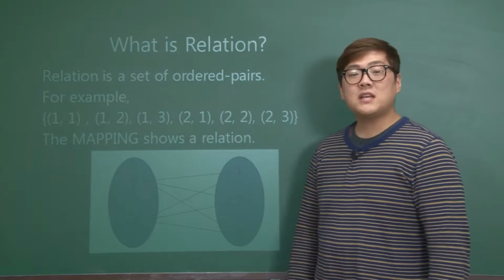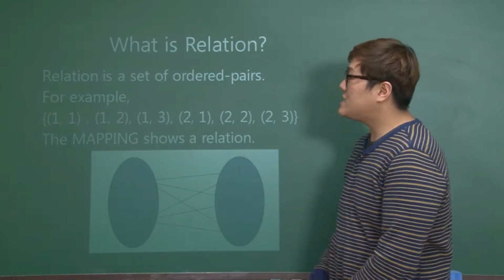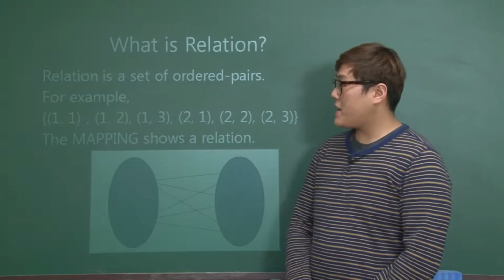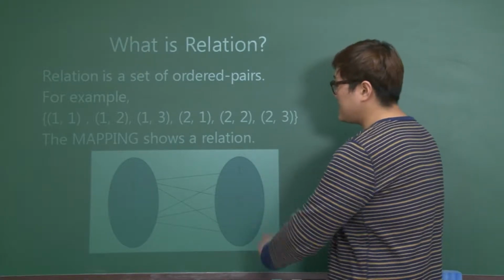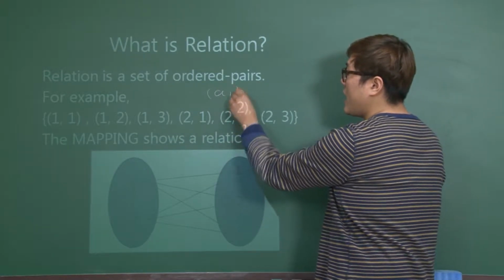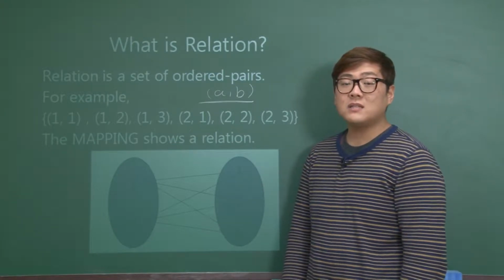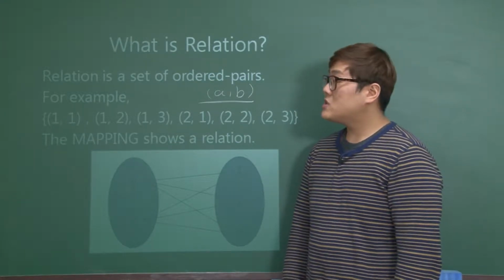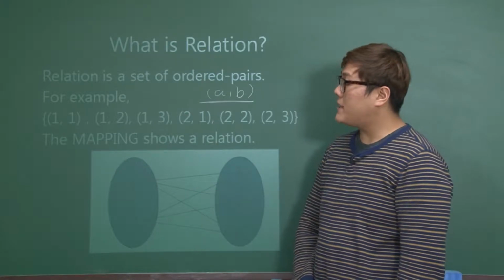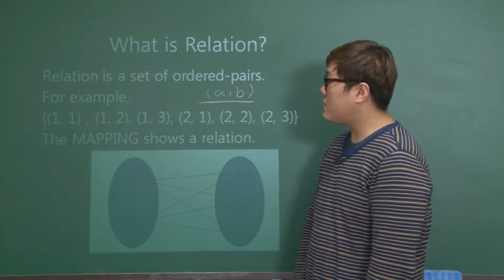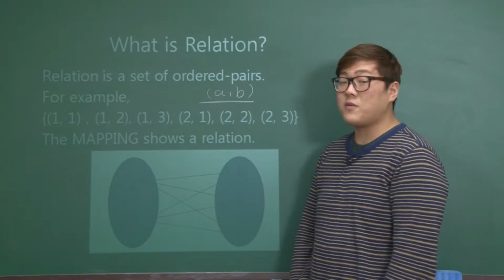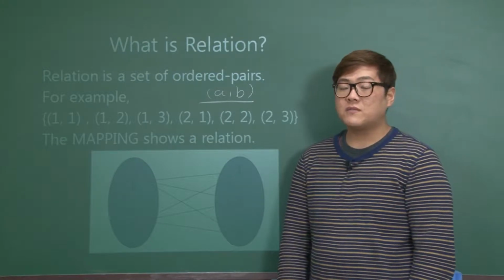So what is a relation? A relation is a set of ordered pairs like this. Anything looking like this within parentheses is called an ordered pair. For example, (1, 1), (1, 2), (1, 3), (2, 1), (2, 2), (2, 3). Those are called a relation.